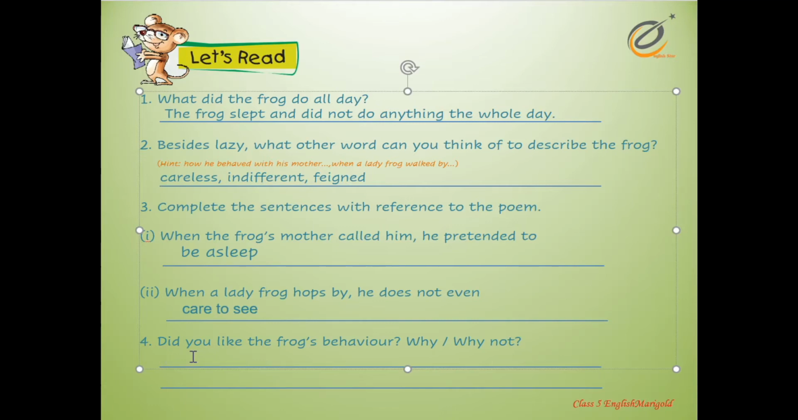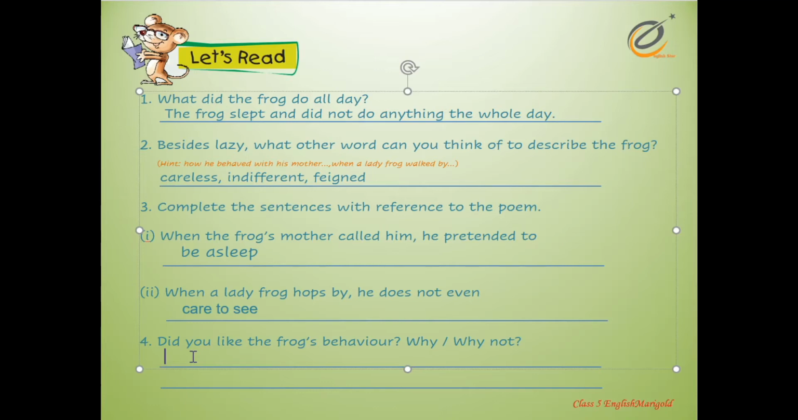Next one. Did you like the frog's behavior? Why? Why not? So you have to write the reason. If you liked the frog's behavior, then why you liked it. Or if you did not like the frog's behavior, then you have to give the reason. If you ask me personally, then I did not like the frog's behavior because his behavior was not desirable behavior. It was not a healthy behavior to be lazy and not to care about others, to be indifferent. We should be very active, helpful, and very, very caring.